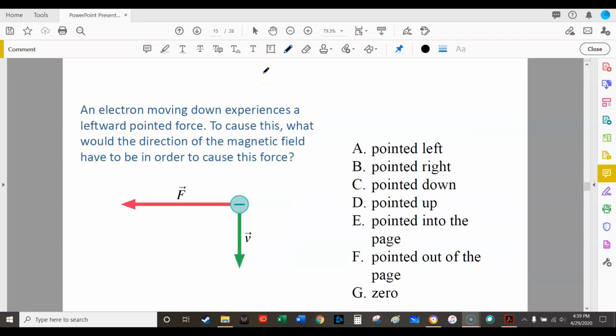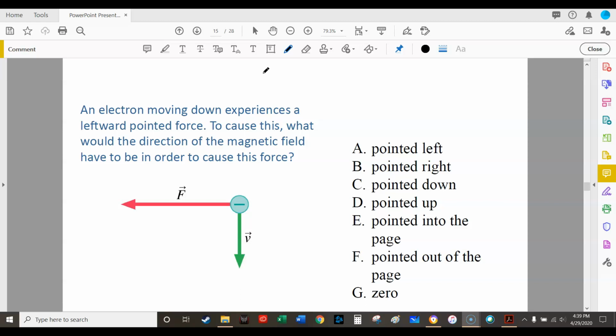So that's pretty easy, predicting the direction of the magnetic force. Now let's try something a little bit different. Now you're going to be given the direction of the particle's velocity and the force, and you have to figure out the direction of the magnetic field that would be causing this force.